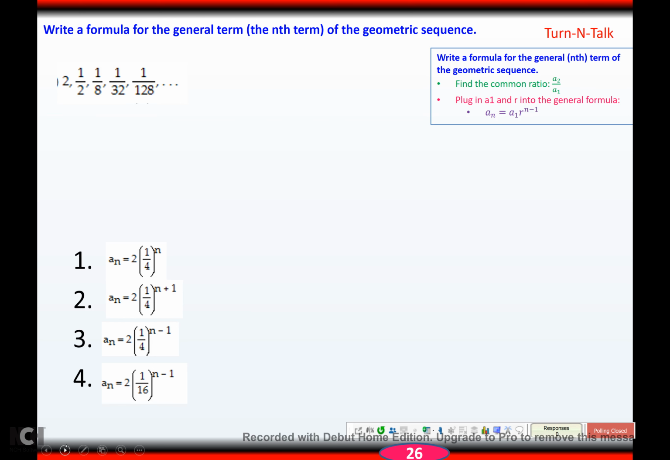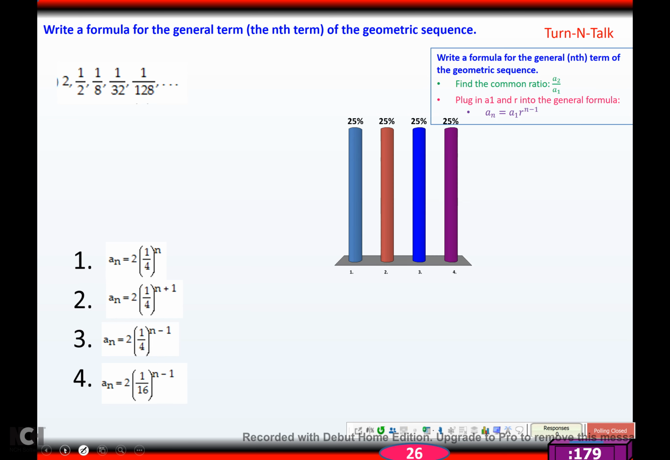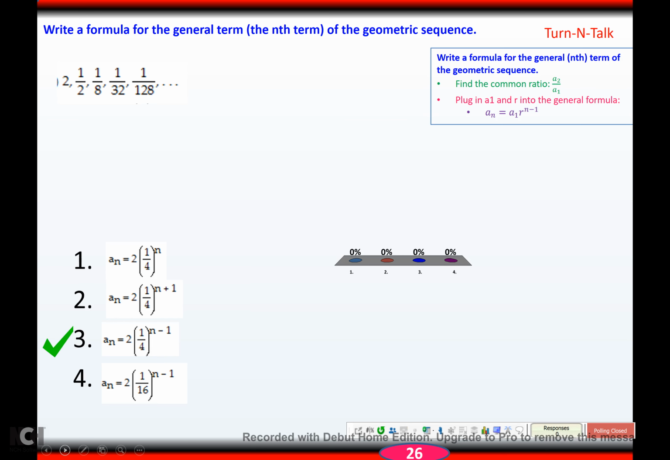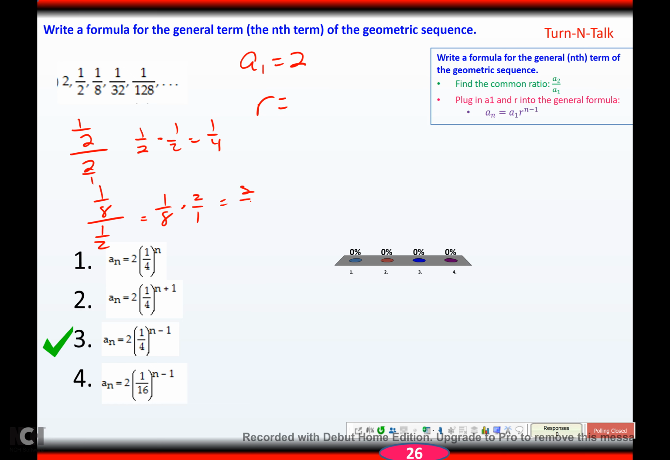Okay, try this one. Hit pause. Come back when you're ready. And hopefully you got 3. Alright, I know my first term is 2. I need a common ratio, so 1/2 divided by 2. Keep, change, flip would be 1/4. 1/8 divided by 1/2, keep, change, flip, would be 2/8, which reduces down to 1/4. So my common ratio is 1/4. So my nth term will be my first term times my common ratio to the n minus 1.